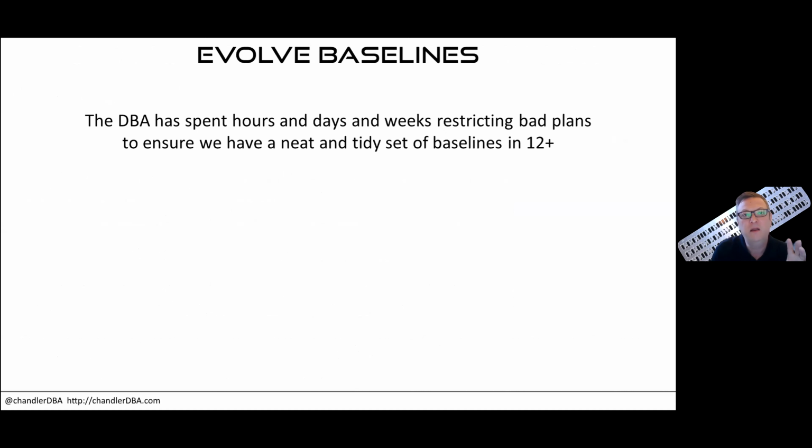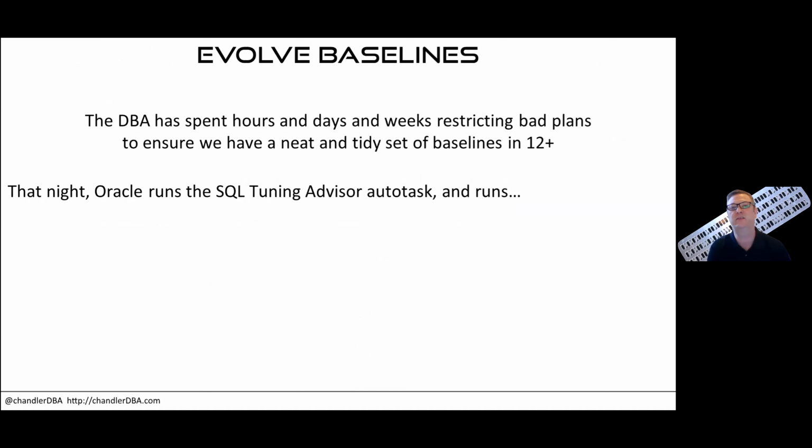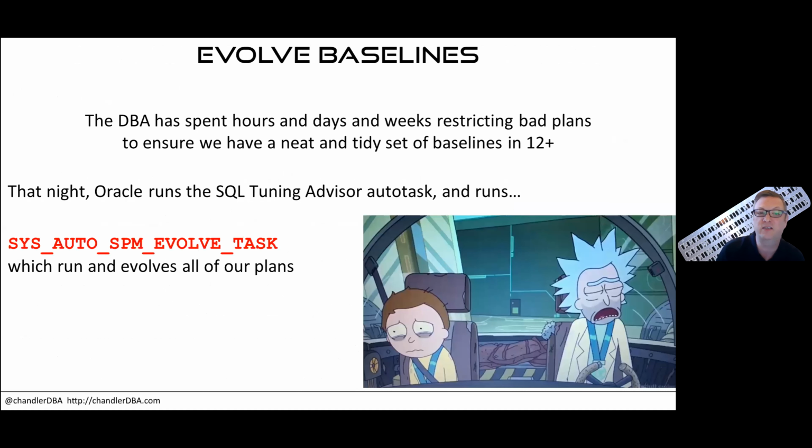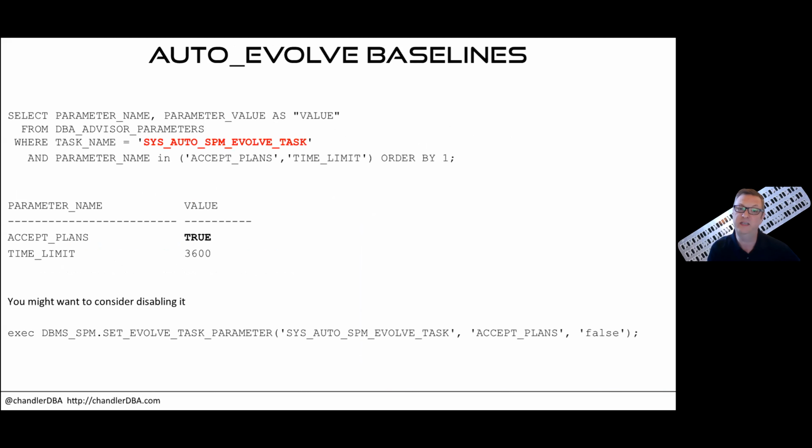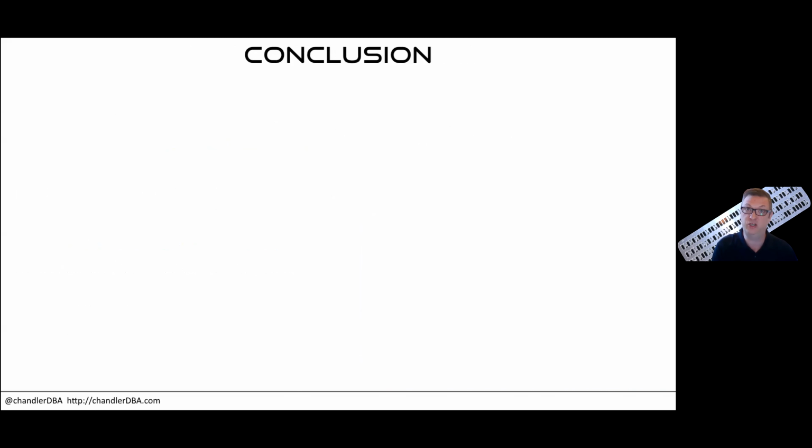Okay, the DBA spent hours, days, and weeks restricting bad plans to ensure you have a neat and tidy set of baselines. But at night, the tuning advisor auto task runs and evolves them automatically. You've got to ask yourself, is that what you want? Do you want Oracle evolving something you've spent a while locking in place? Because by default, that's what's going to happen. So you might want to consider disabling the auto evolve. It's up to you, it depends how you're running your system. But if I've spent a while putting a baseline in place, I don't want Oracle changing it, and by default, it'll potentially change overnight.